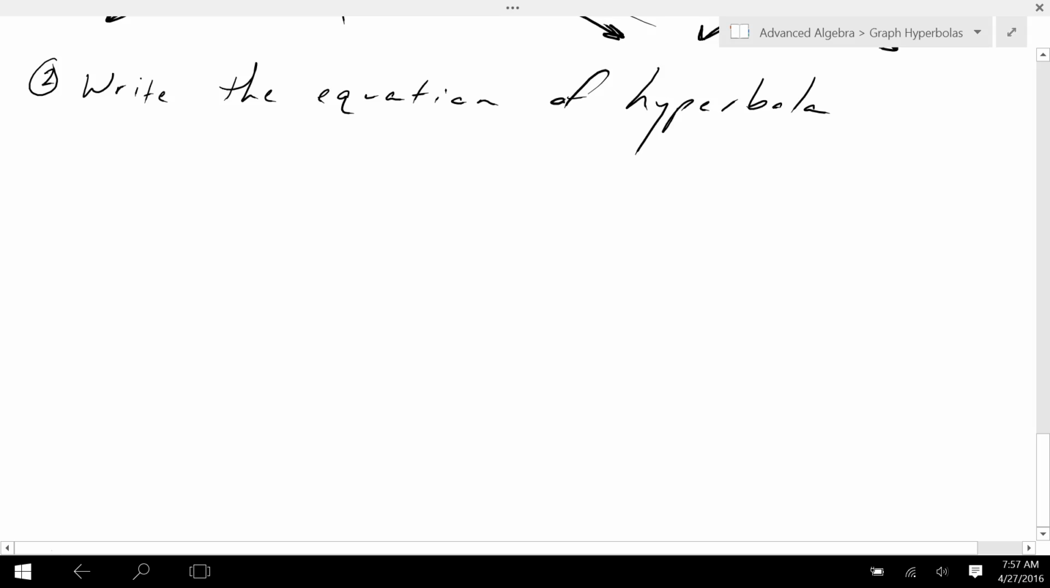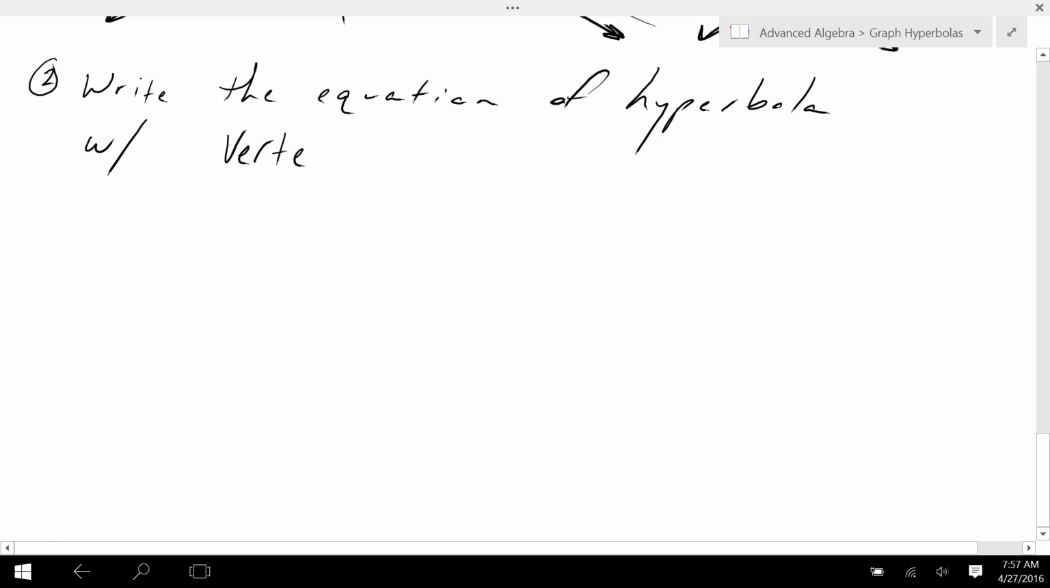All right, second kind of component that you guys are going to be responsible for. It's going to be write the equation of a hyperbola now. So we graphed one. You guys got to know how to graph. This time around, I want you guys to actually write an equation given a couple of key pieces of information.